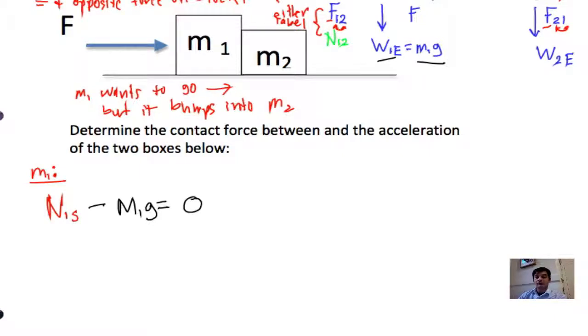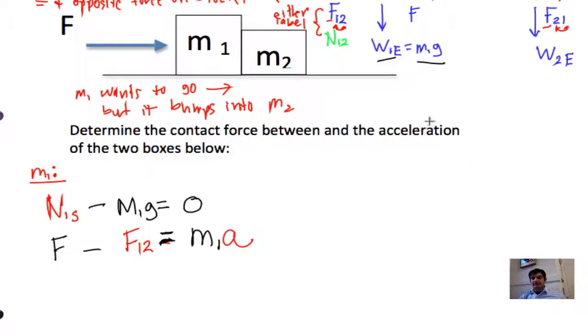Now, for the horizontal direction, we have the applied force, which will be given to you in your Google Docs homework. And we have this contact force, the force on 1 due to 2. These two forces have a tug of war, and the effect is that m1 actually accelerates.